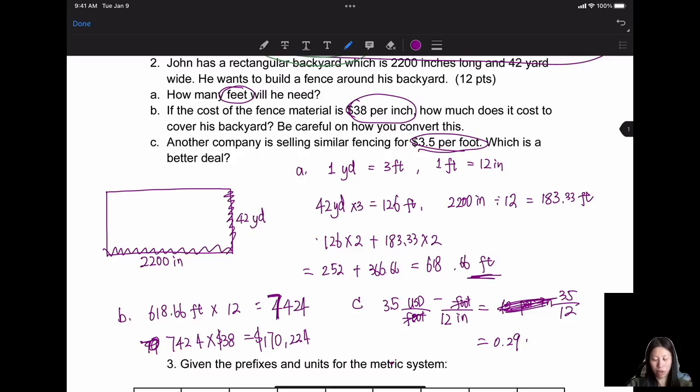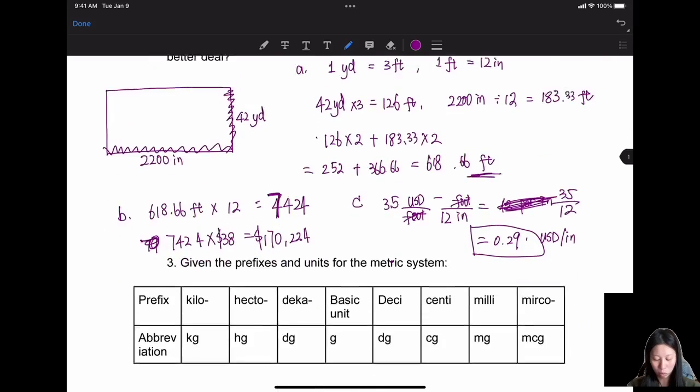I think I did something wrong when I made this quiz, but this is still doable. You just need to show your reasons. So for this one, it's 25 US dollars per inch.